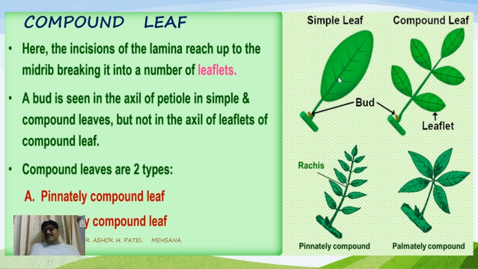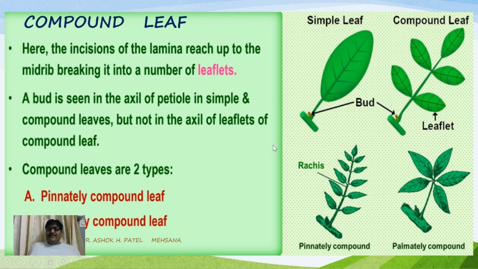Here, this is the simple leaf and this is the compound leaf. Here, a bud is also present. Here also a bud is present, but here the bud is absent. When the bud is found, that means it is not a compound leaf, it is a simple leaf. Here the lamina is totally incised and touches the midrib, that means compound leaf.